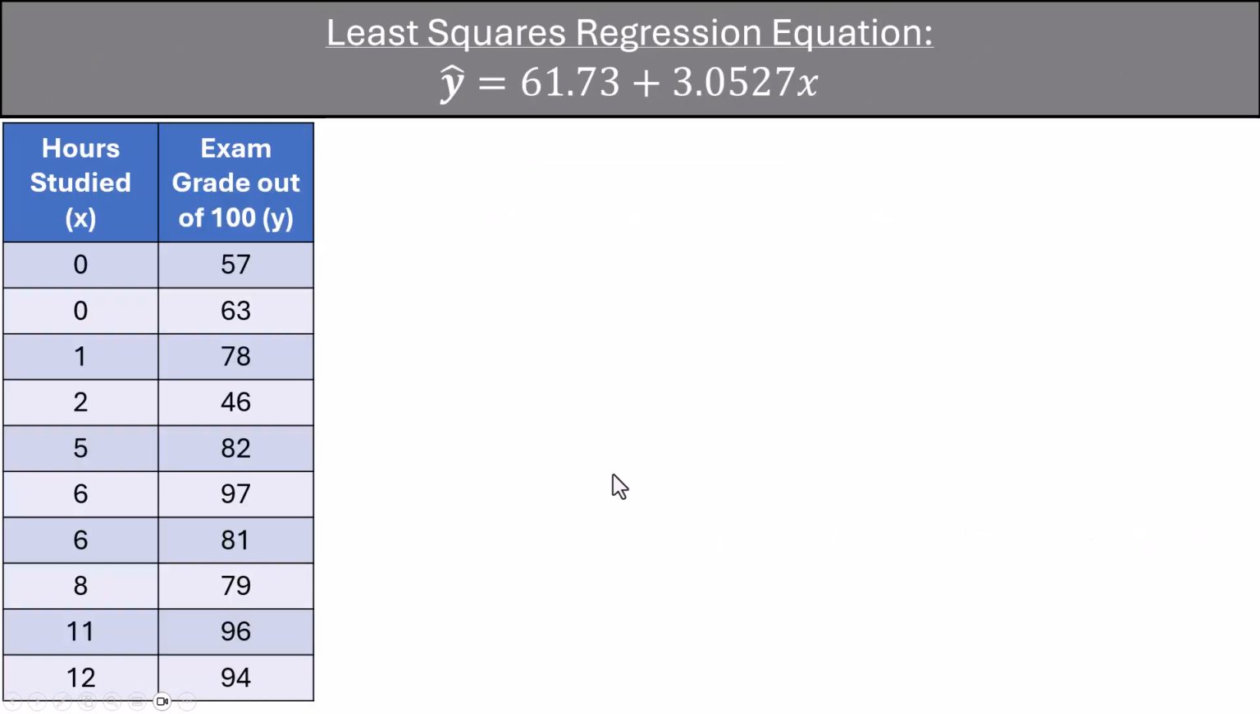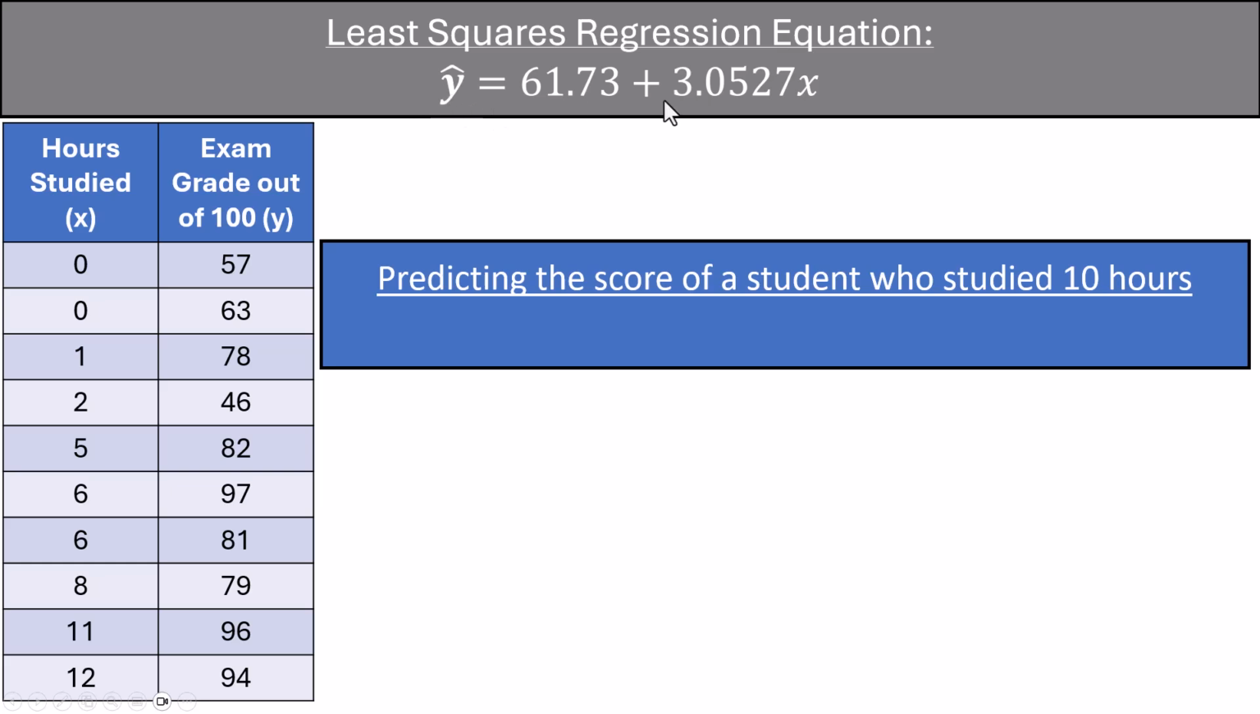Okay, there's a couple other things that we can do. So we said that the equation is used to make predictions. So basically, now that we have this equation, we can plug in any value of x that we want to, and that will give us a prediction for y. So x, remember, is the number of hours studied. So let's say we want to predict the score of a student who studied for 10 hours. Well, to do that, we can just plug in 10 for our x variable. So we would have 61.73 plus 3.0527 multiplied by 10. And if you plug that into your calculator, you'll see that you get about 92.257.